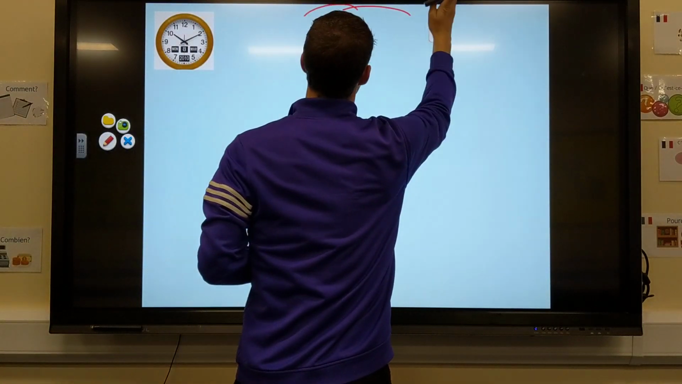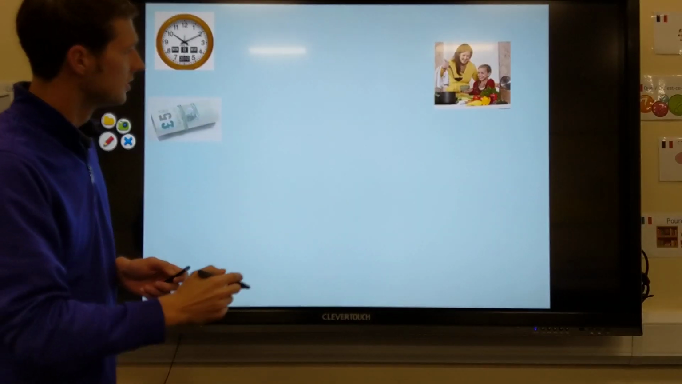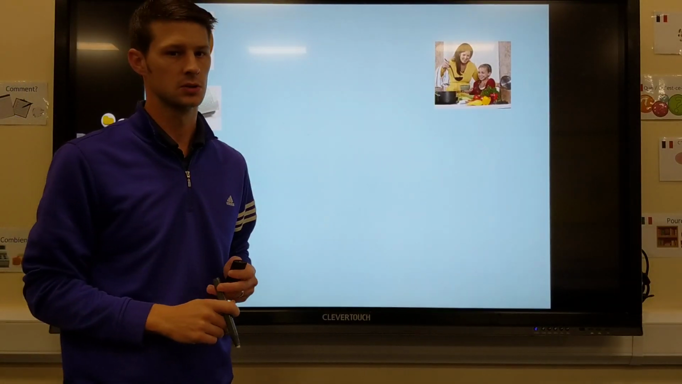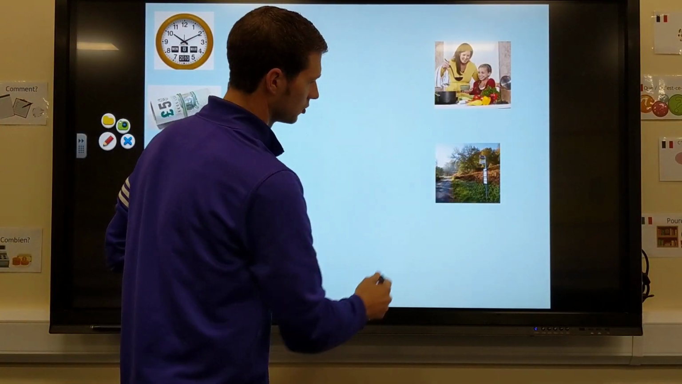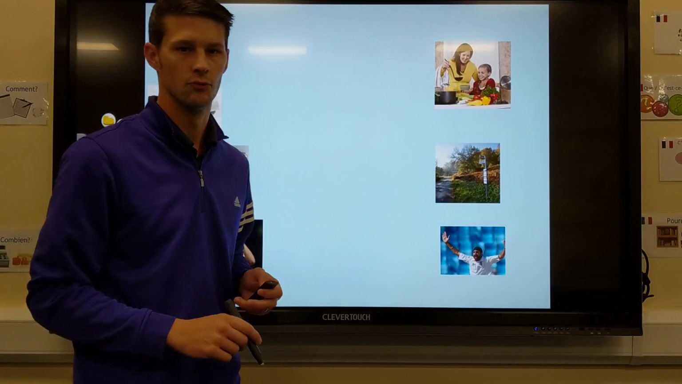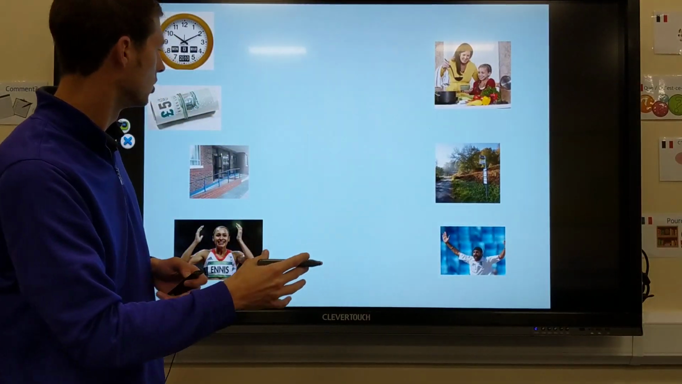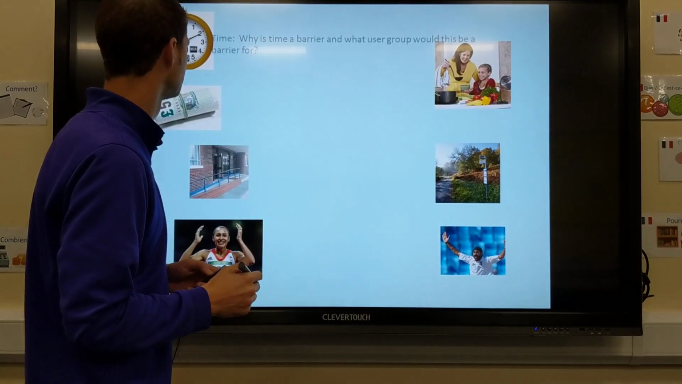One of the main barriers for most people is time. Second one might be family commitments, financial or lack of income, and accessibility and transport, so ramps, transport, living in a rural location, and lack of role models. So they're generally your 5 or 6 main barriers to participation.